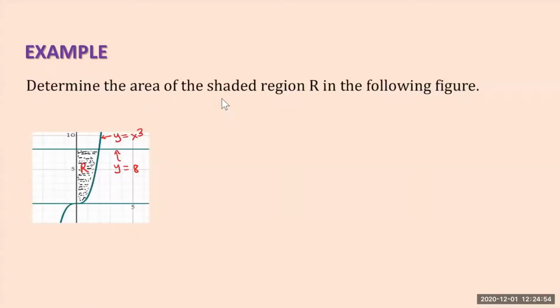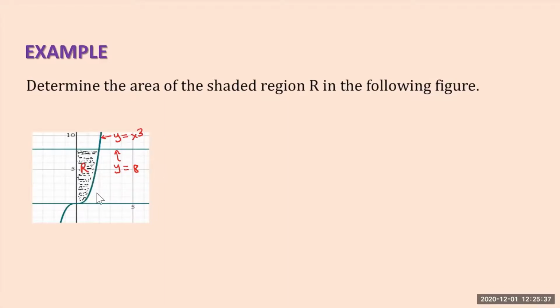Example, determine the area of the shaded region R in the following figure. So when we look at this figure carefully, you can see that the region R is bounded by the function y equal to 8 on the top, and below it is bounded by y equal to x cubed. So far, we only know how to find the area of the region bounded by the function above and the x-axis below. So this one is a little different. We can see that there is a function above, and then below it is bounded by the other function y equal to x cubed.